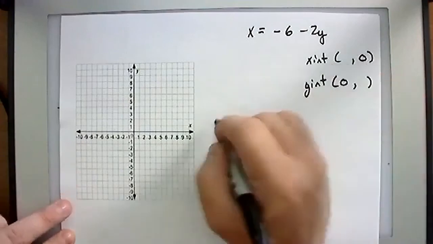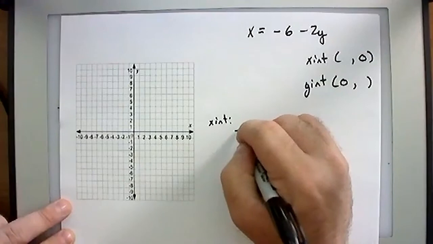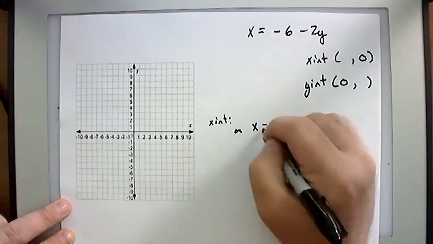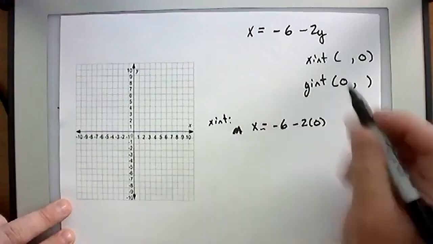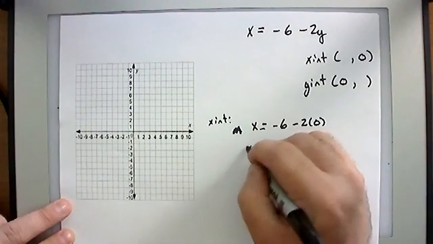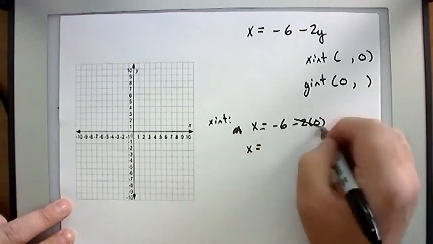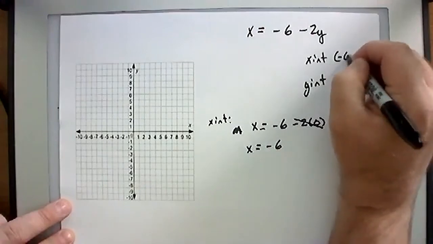So the x-intercept, we know that the y is 0, so plug 0 in for y. X equals -6 minus 2 times 0. Let's ignore that. We go in here, x-intercept, 0 for y. So x equals -2 times 0, which is just 0. So x equals -6. That one was nice and easy.